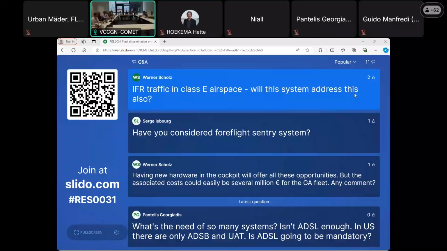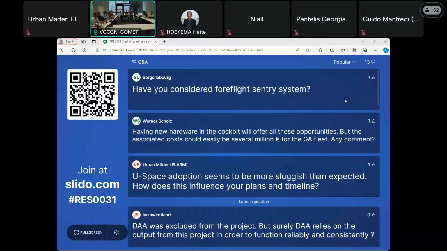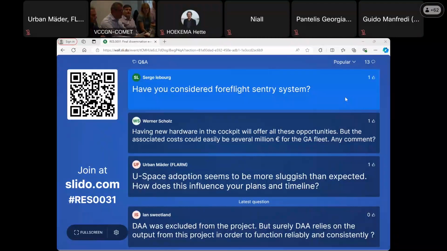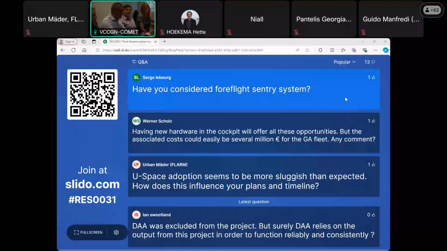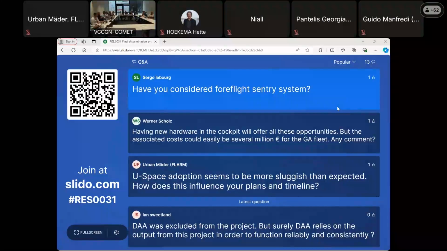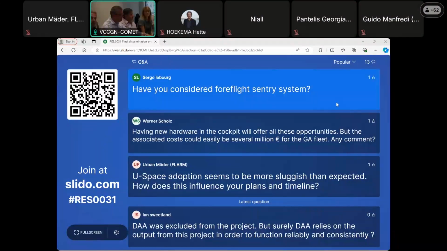The next one is from Serge. Have you considered ForeFlight's Sentry system? Well, we did not evaluate single systems. We just looked at the principle of the systems, and we saw a lot of developments, even on the aero systems. And we are looking at every single device there, but we don't say that something is good or not. So yes, we look at all these devices.